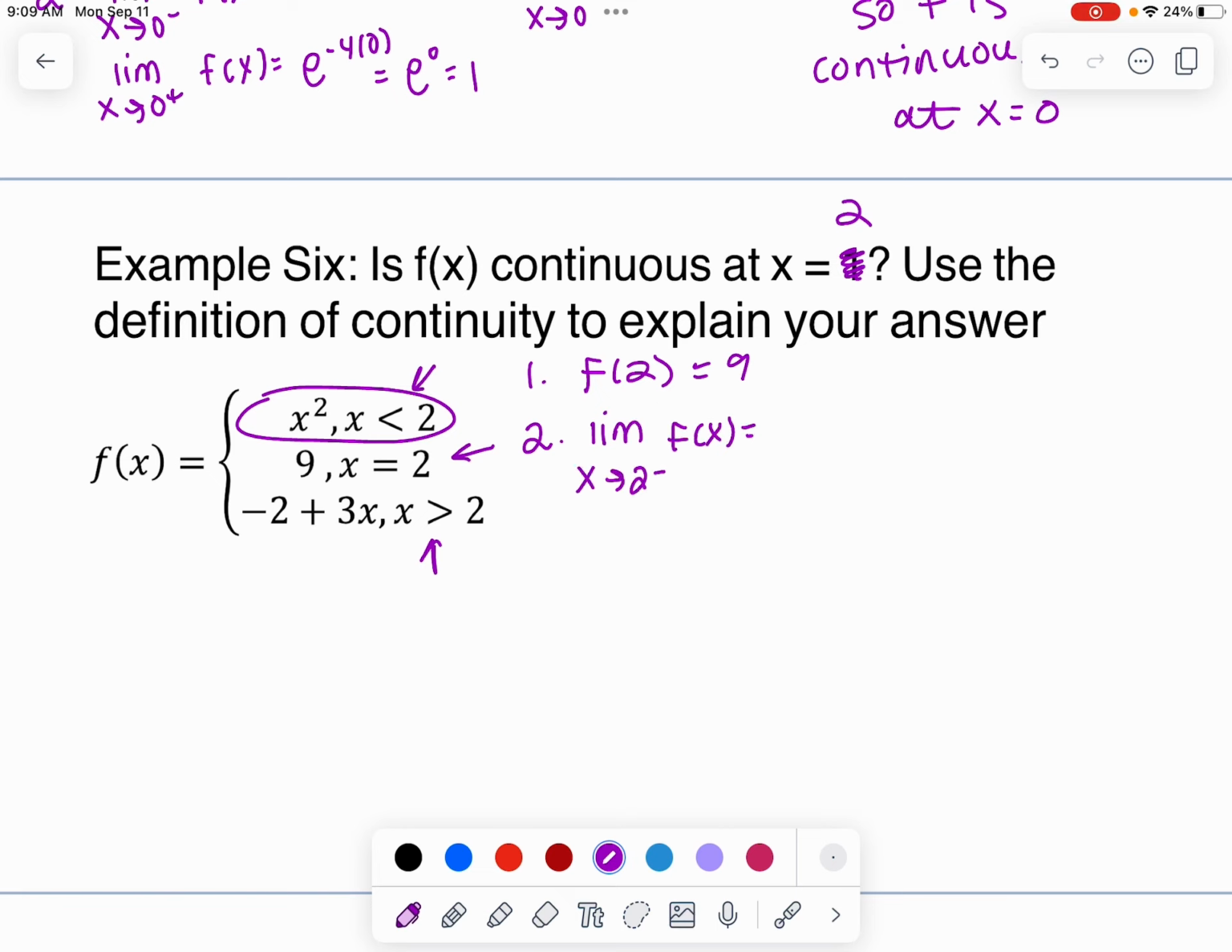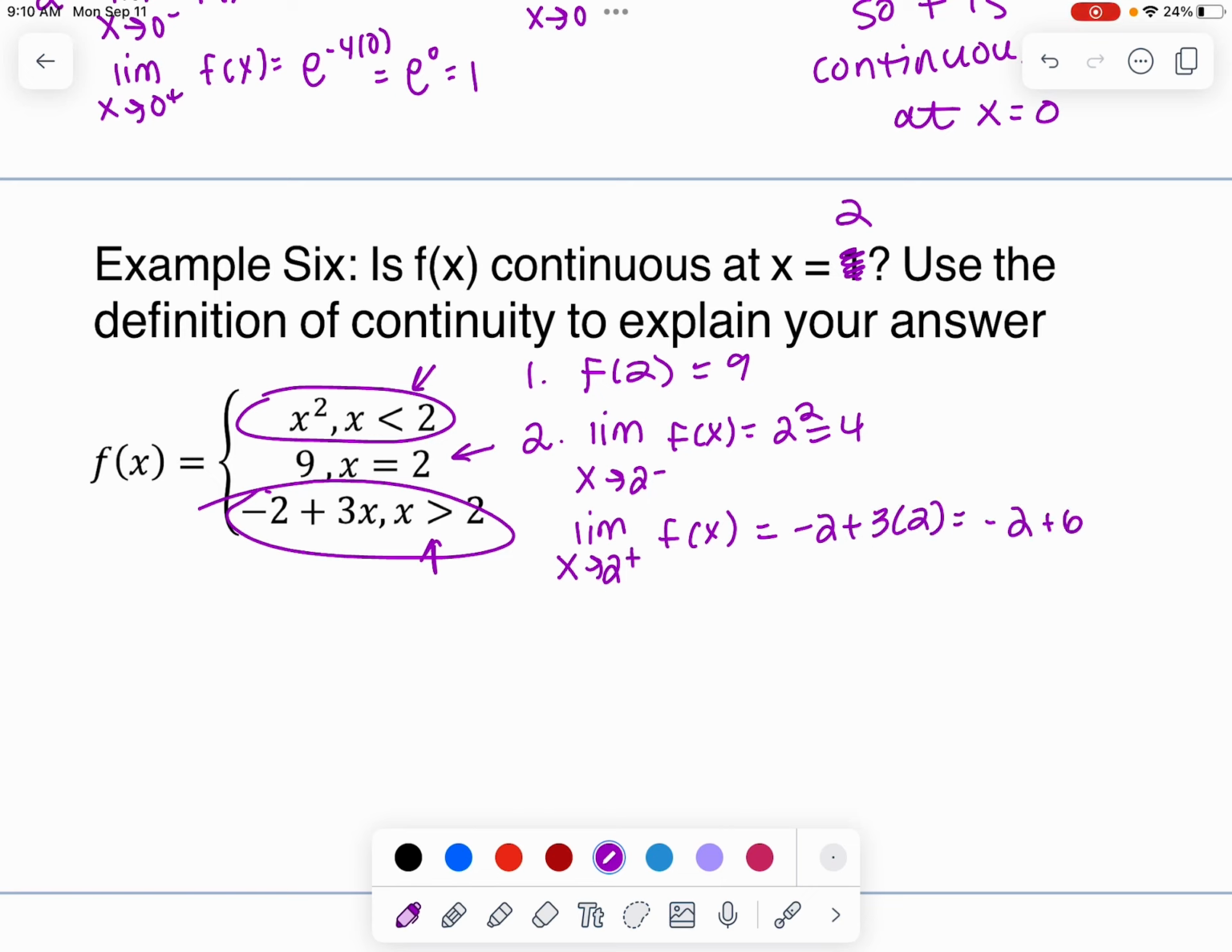So I'll plug in 2 squared, and I will get out 4. And then from the right, I'll use this bottom one. I'll get negative 2 plus 3 times 2, and that gives me negative 2 plus 6, which equals 4. So the limit as x approaches 2 of f of x equals 4, and it exists.